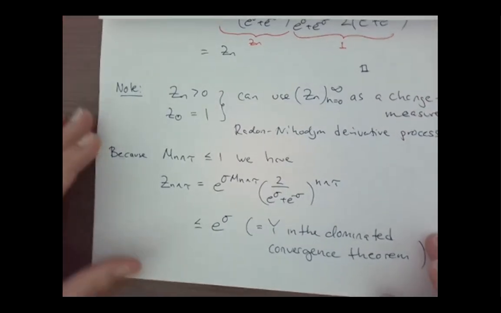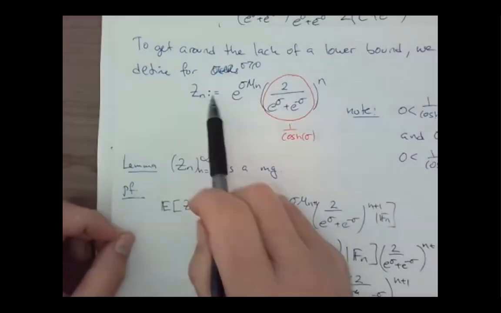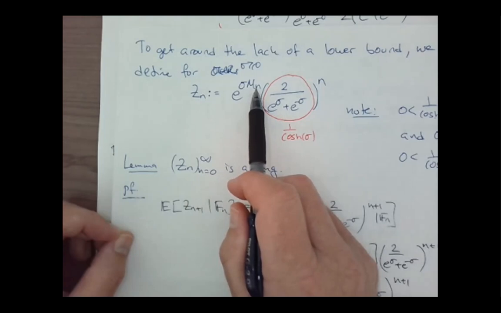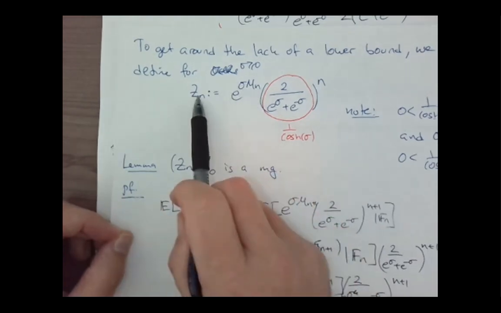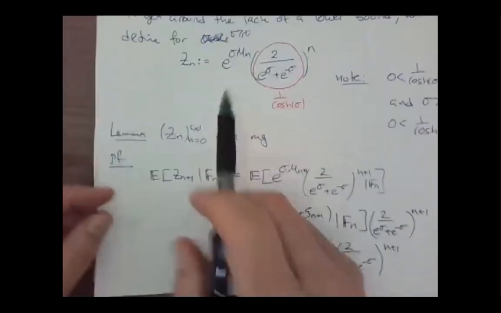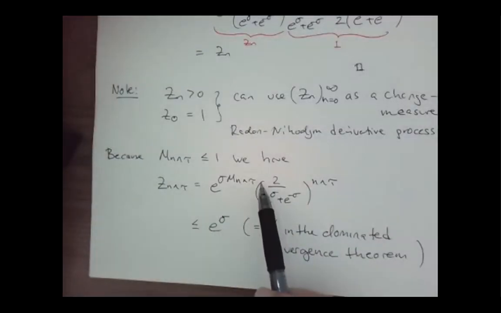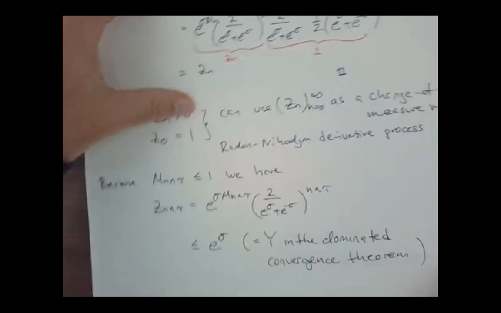So the goal here is to use this Z here to say something about the distribution of M tau. So I have a martingale. The martingale stopped at the stopping time is uniformly bounded. So we have dominated convergence available. So now let's try to figure out what this thing is.